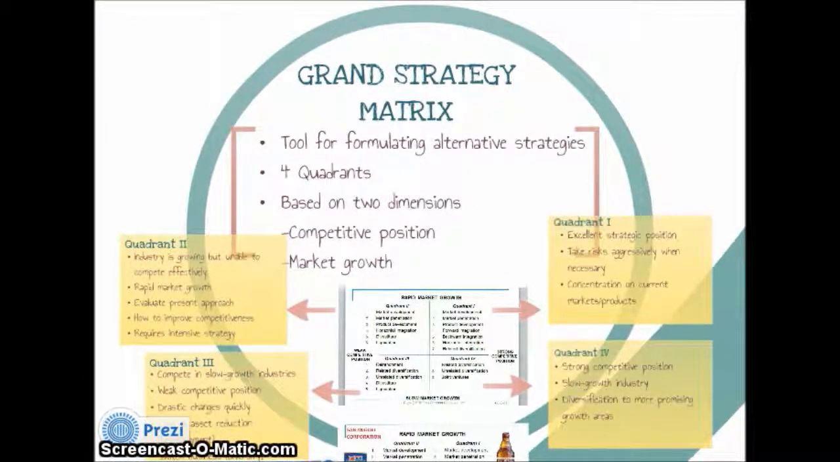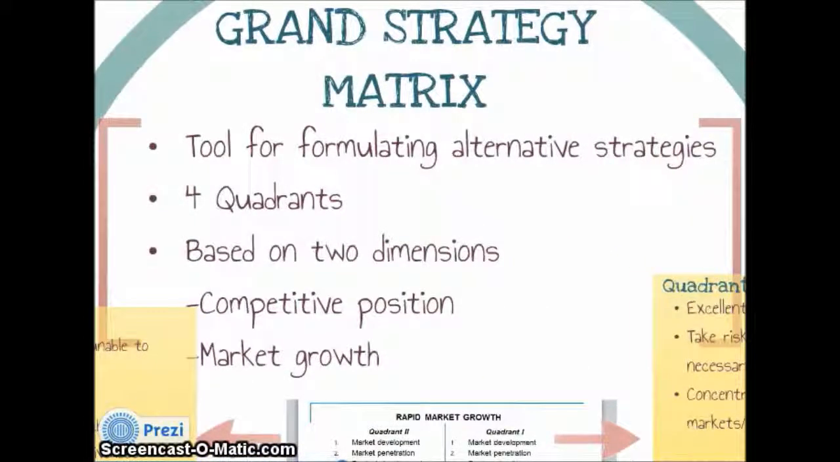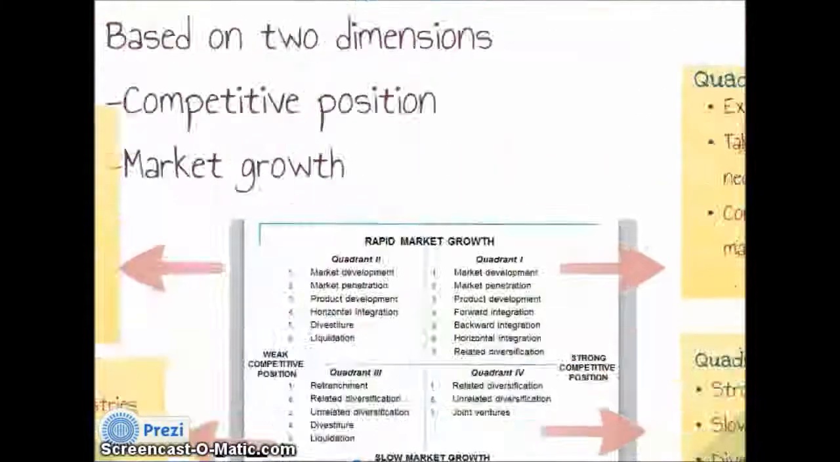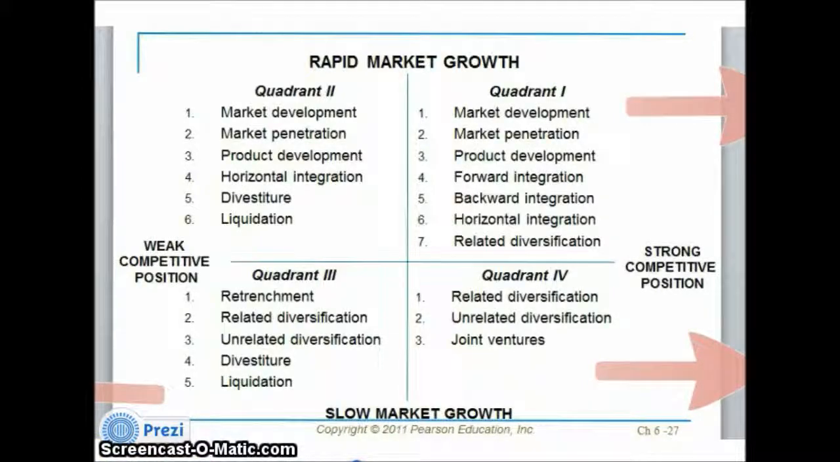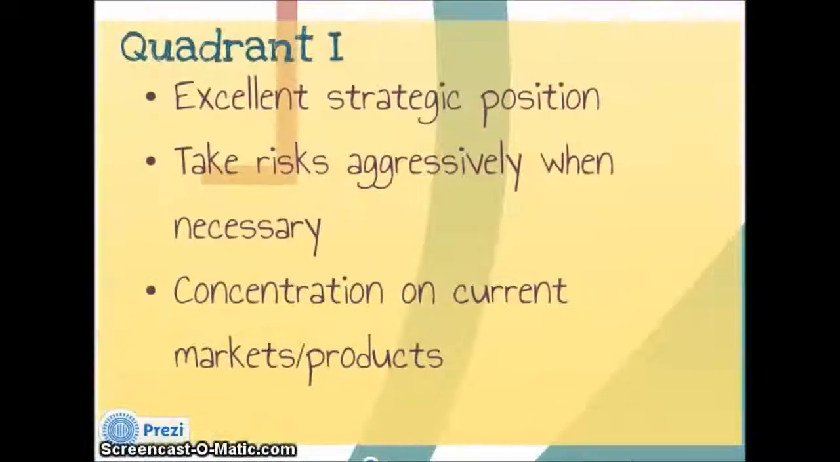Now let us proceed to the Grand Strategy Matrix. The Grand Strategy Matrix is a tool for formulating alternative strategies. There are also 4 quadrants in the GSM matrix, based on 2 dimensions, which are the competitive position and the market growth. Here are the 4 quadrants of the GS matrix. Now let us discuss each quadrant.